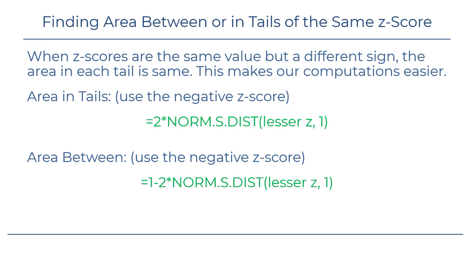If I want the area in the tail, I can find the area to the left of the negative z-score. And I'm going to multiply it by 2 because my curve is symmetric. So the area to the right of the positive z-score is the same as the area to the left of the negative z-score. So I'm just going to find one of the values and multiply by 2. 2 times NORM.S.DIST(lesser z-score, 1). To find the area between, I'm going to find the area in the tails and subtract it from 1. So 1 minus 2 times NORM.S.DIST(lesser z, 1).